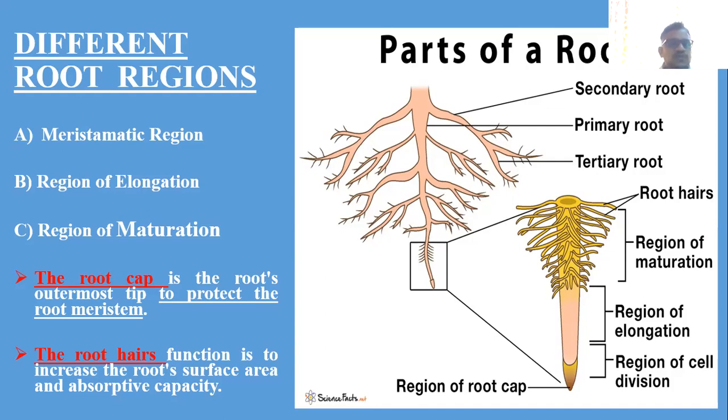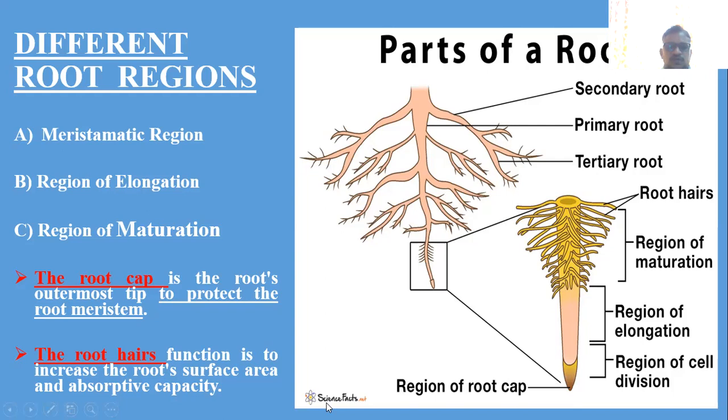Now the important point is the root cap, okay. This root cap is the root's outermost tip, which protects the root meristem. It is a quite sensitive part, so the root cap plays an important role in saving this meristematic region.